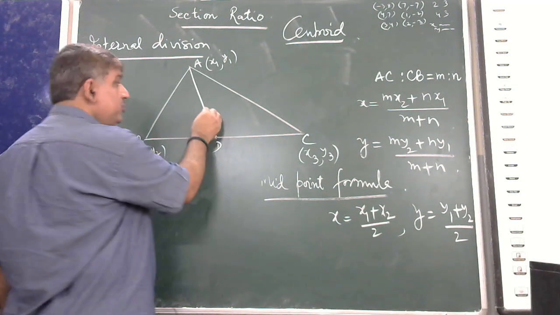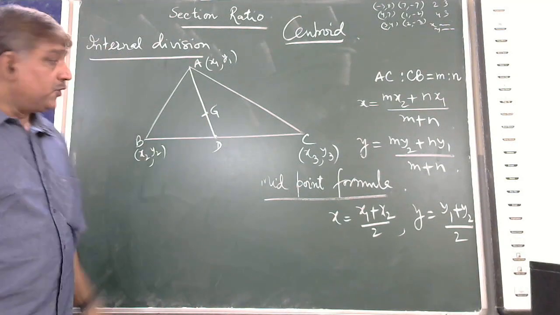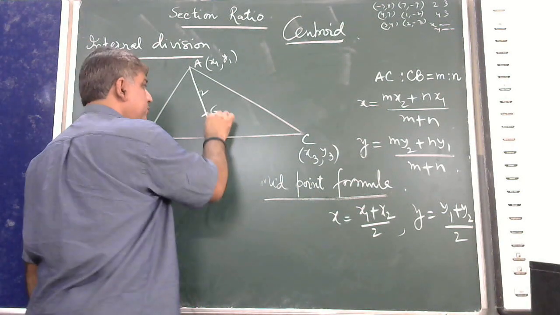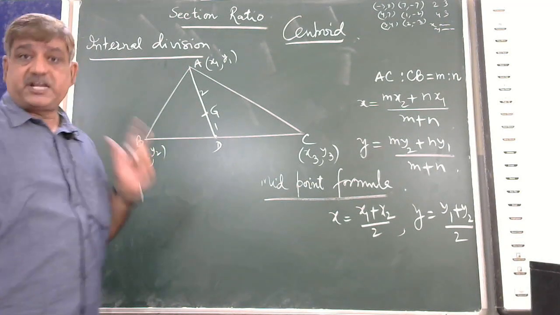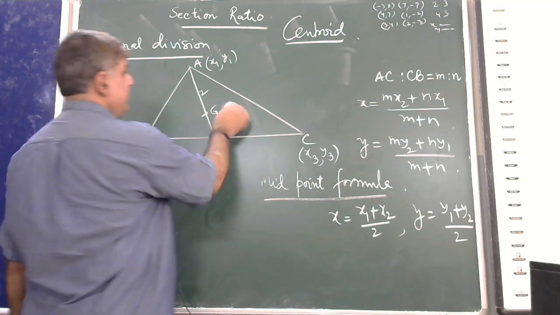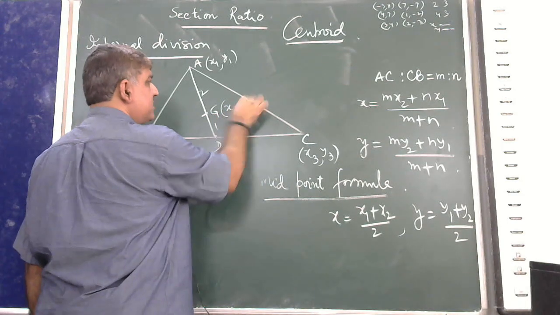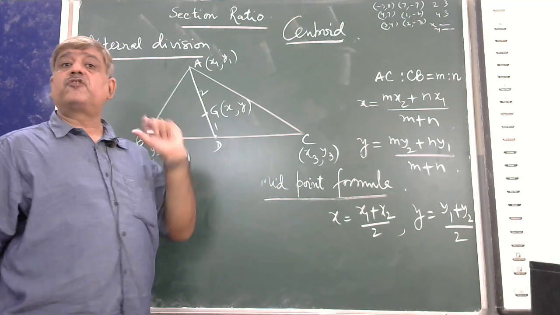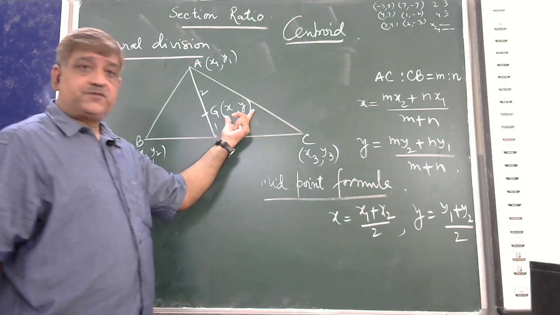You also know that the centroid is a point G which divides this median in the ratio of 2:1. Now suppose we are interested to find the coordinates of G. Let the coordinates of G be x, y. Now, how to get the coordinates of G?